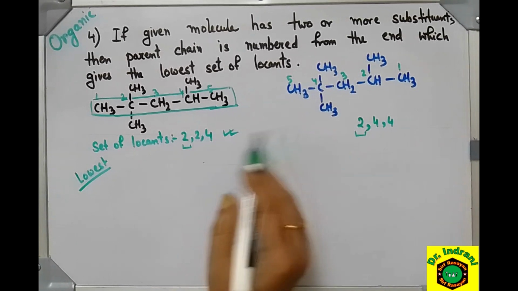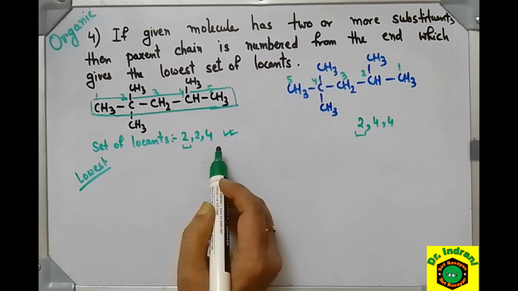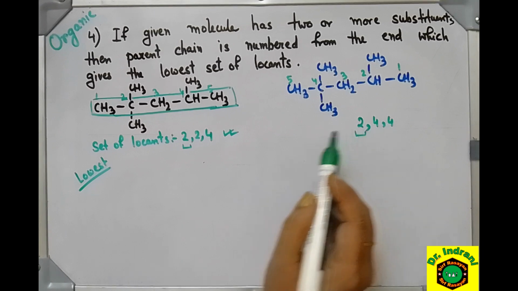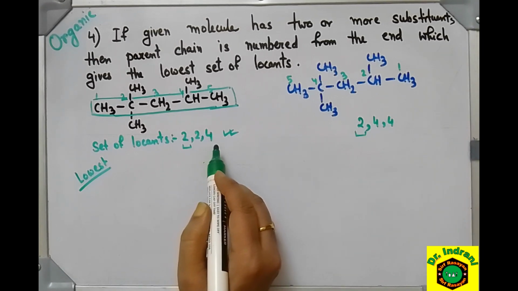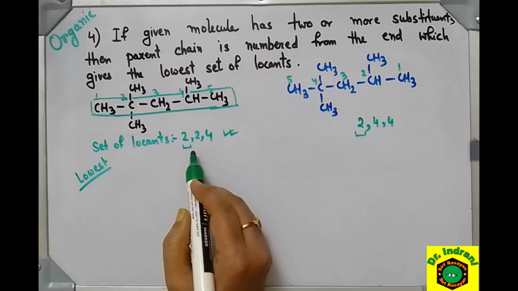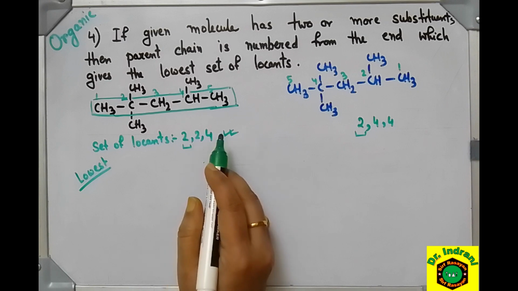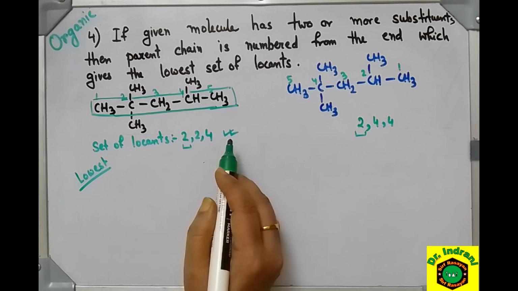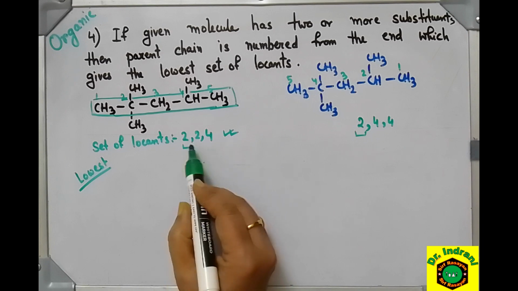When sets of locants having same number of terms, here 3 terms are there, here 3 terms are there. So when sets of locants having same number of terms are compared term by term, that set is lowest set of locants which contains the lowest number at the first point of difference.